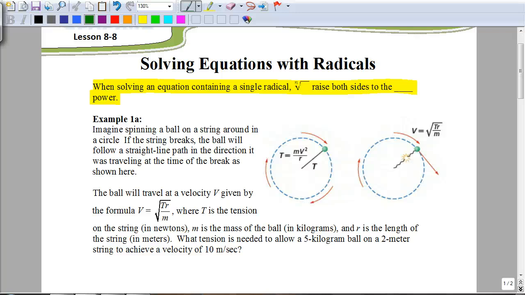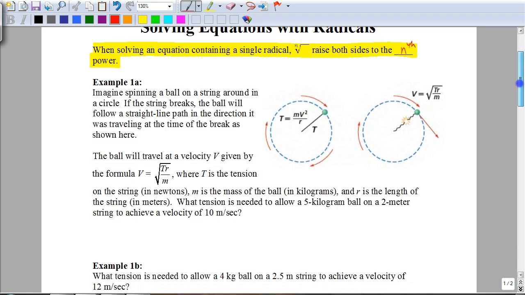So in this last video for Chapter 8, we're going to look at how to tie everything together now to solve equations dealing with radicals. Now there's pretty much two key things that we need to know for this section. The first is highlighted here. This pretty much sums up everything that you need to know really to solve it. And that's when solving an equation containing a single radical, that's the nth root, raise both sides to the nth power. Let's look at a story problem and see how we use that.